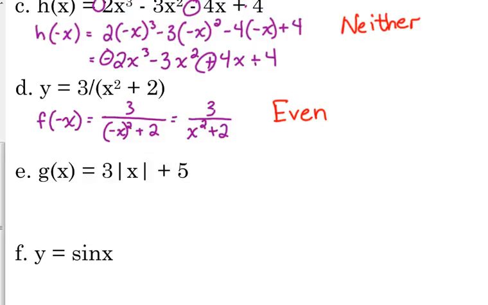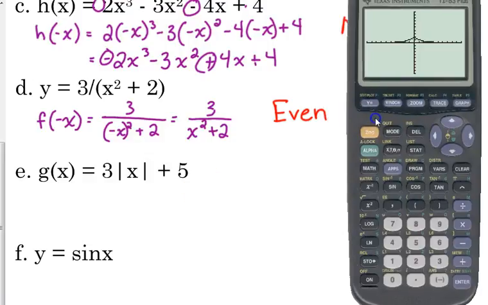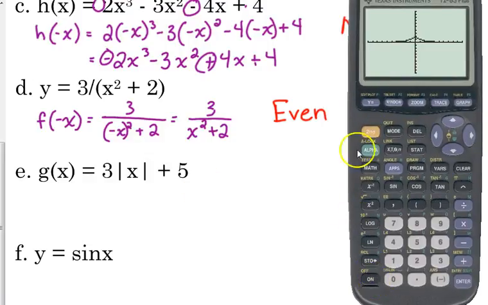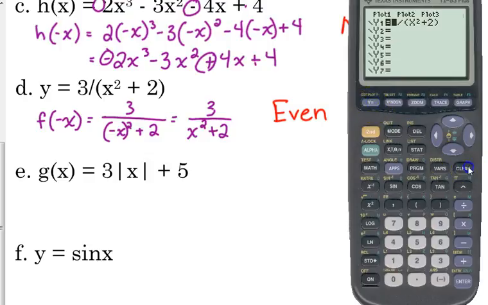Okay, let's look at the absolute value. Let's take the opportunity to remind ourselves where the absolute value button is, because you cannot just put x in parentheses. It does not do the same thing. Okay, so 3 for the coefficient in front. Absolute value is under math, which is right under your alpha button. You go over to num, and it's the very first option there. ABS stands for absolute value. Put in the x, close your parentheses because x is the only thing inside the absolute value, plus 5.